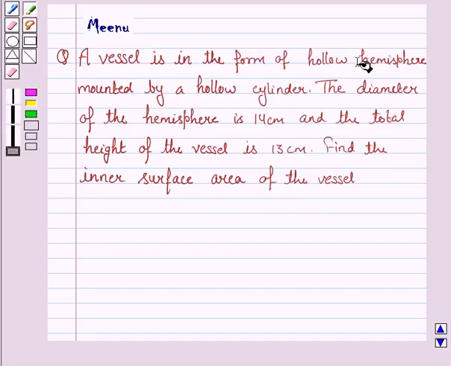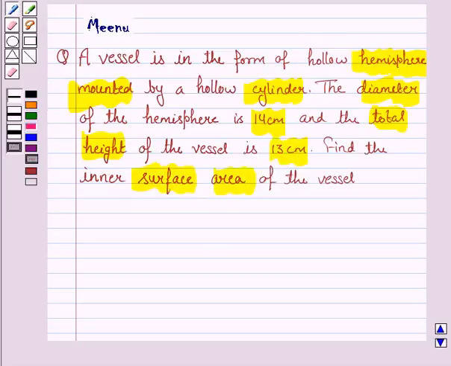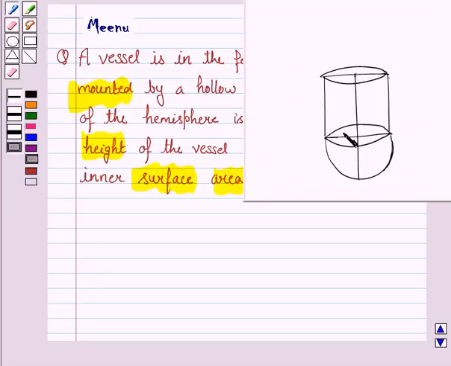So here we are given a hollow hemisphere mounted by a hollow cylinder, and the diameter of the hemisphere is 14 cm. The total height of the vessel is 13 cm, and we have to find the inner surface area of the vessel. So, the diameter of the hemisphere is 14 cm and the total height is 13 cm. So, this total height is 13 cm. Now, we have to find the inner surface area of this vessel.